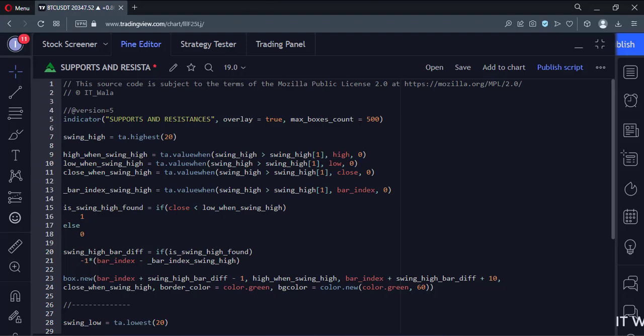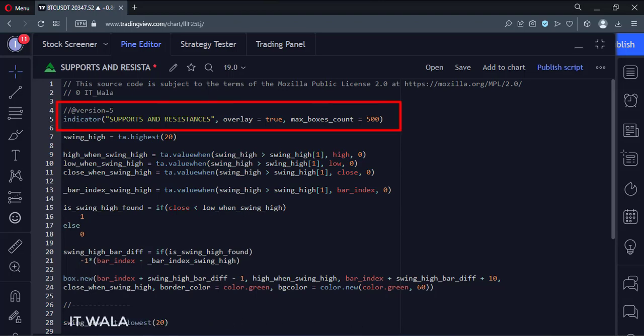Today we will see how to plot supports and resistances levels in the TradingView Pine script. We will use the swing high-low code for this tutorial. This is the indicator function with the name, supports, and resistances.